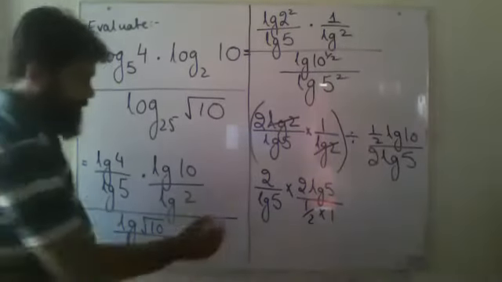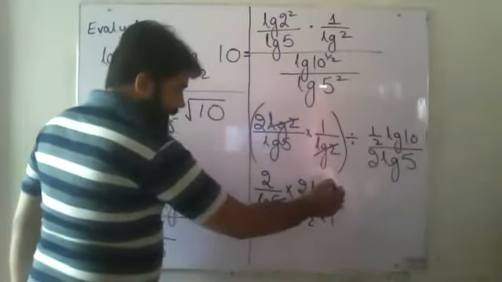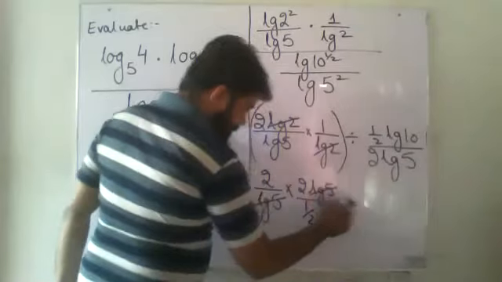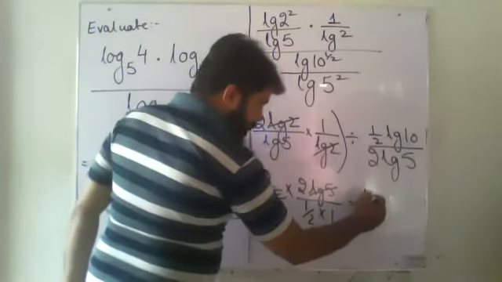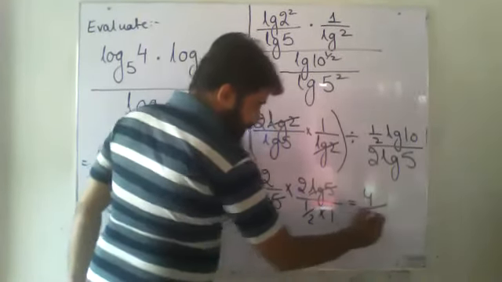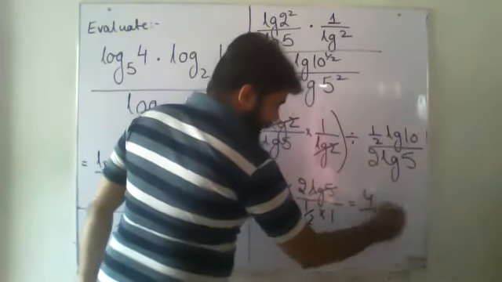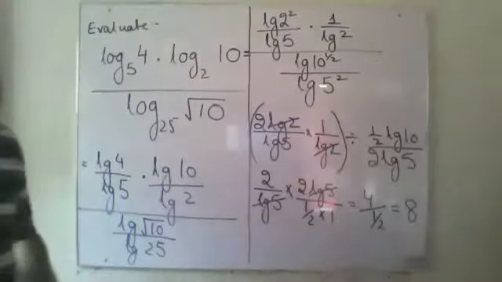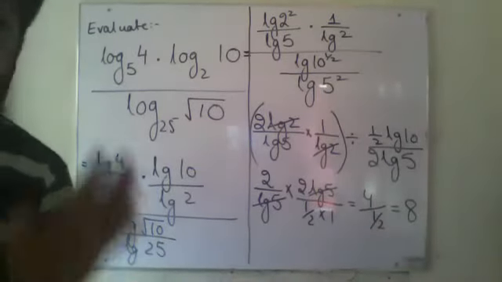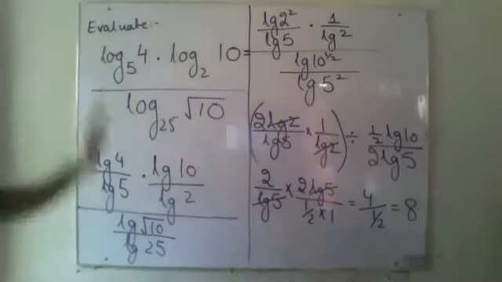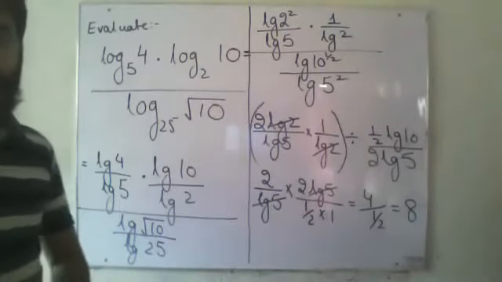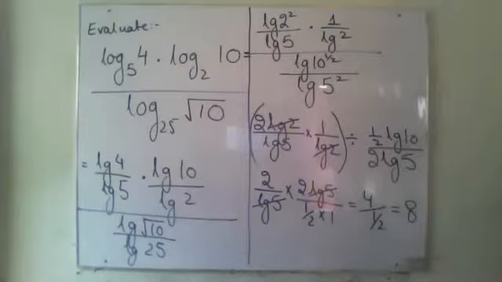Okay. Again, this and this will be cancelled. So I will be having 2 twos are 4 over 1 upon 2, and when I simplify this part, my answer will be equal to 8. They were telling us to evaluate this thing, and I haven't used any calculator; I have done the whole thing without using any calculator.